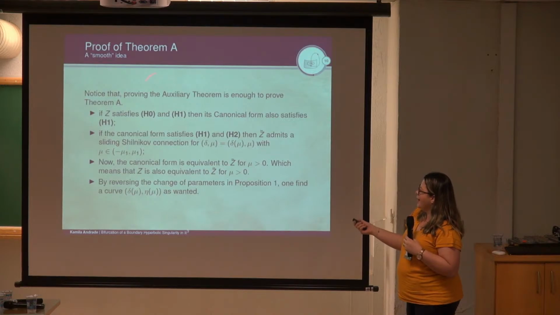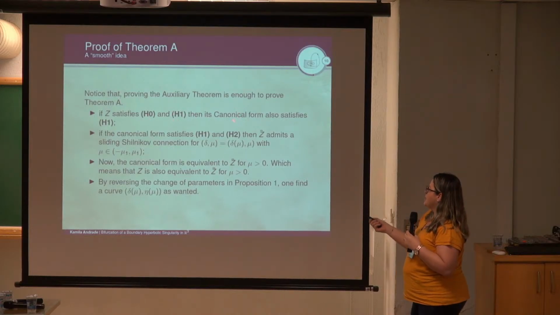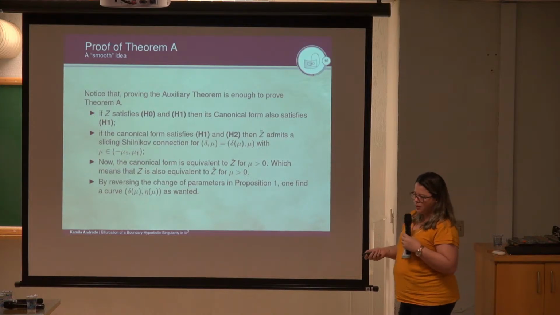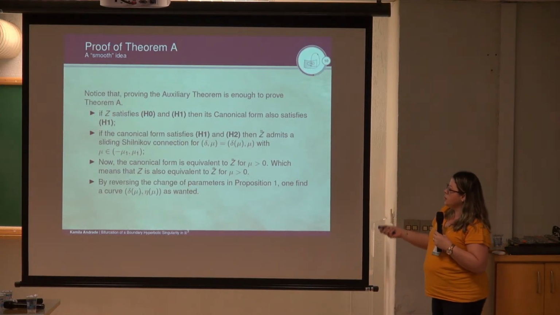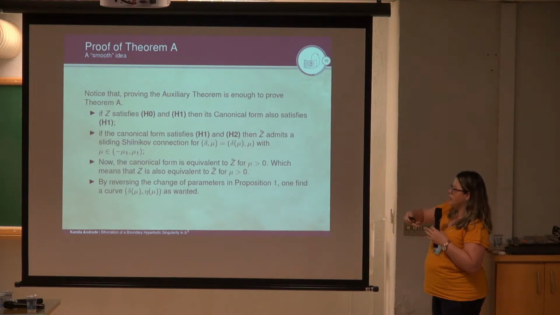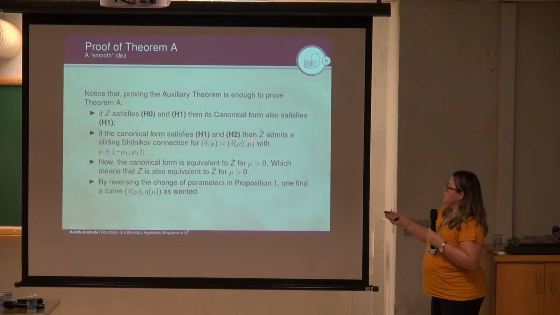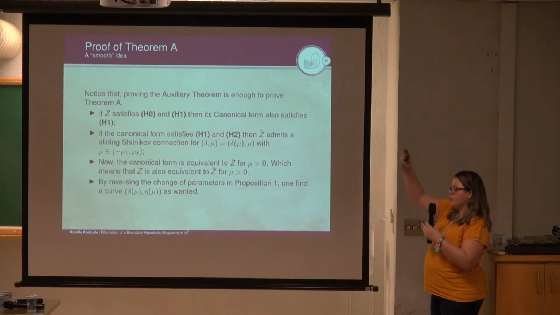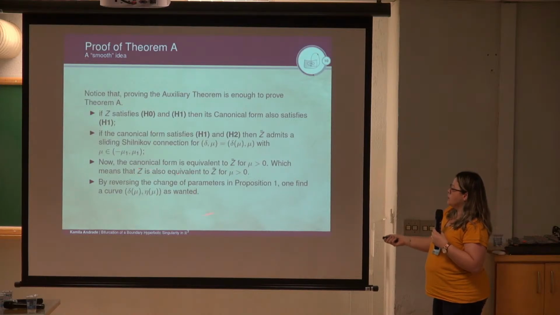This slide is just that. If our initial vector field satisfies hypotheses H0 and H1, its canonical form also satisfies these hypotheses. In particular, it satisfies hypothesis H1, and if the canonical form satisfies these two hypotheses, then from this auxiliary theorem, we find a sliding Chunikov connection for this family in this curve given by this, for mu in this interval. For mu bigger than 0 in this interval, we will have a curve now in the original parameter by recovering the information we had. So the problem is reduced to proving the auxiliary theorem.